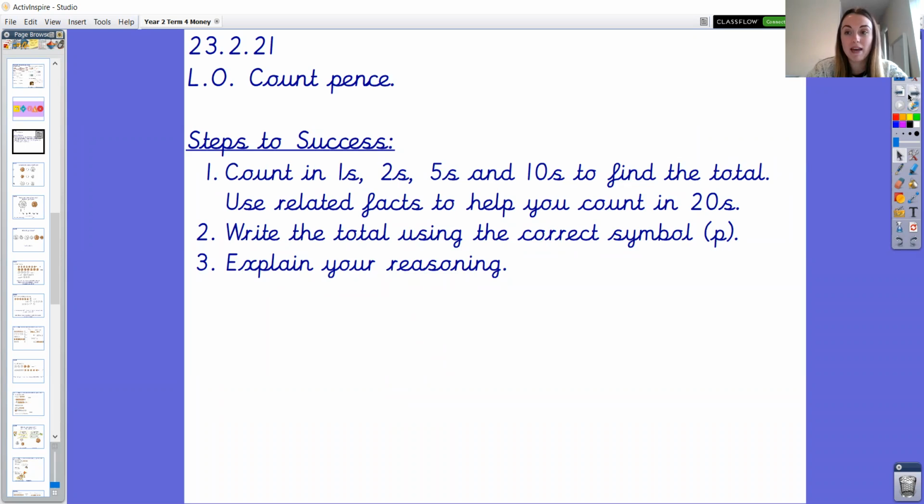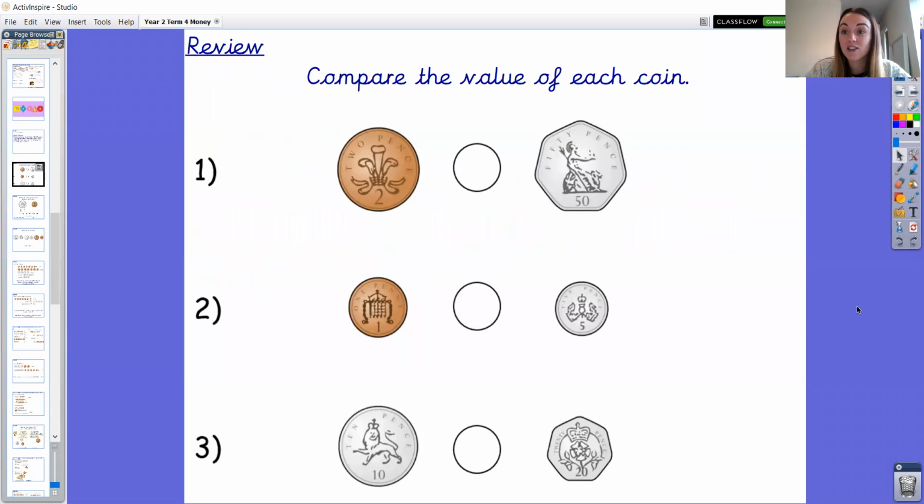So first of all, thinking back to yesterday when we were recognising coins, our review phase question says compare the value of each coin. So please pause the video here to compare each coin using the inequality symbols. So thinking about less than, greater than, or equal to. Well done, Year 2, super start. Let's have a look together.